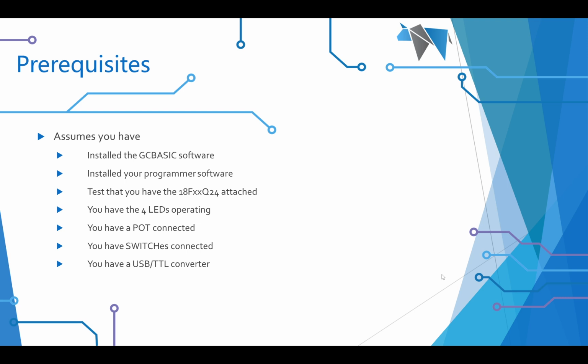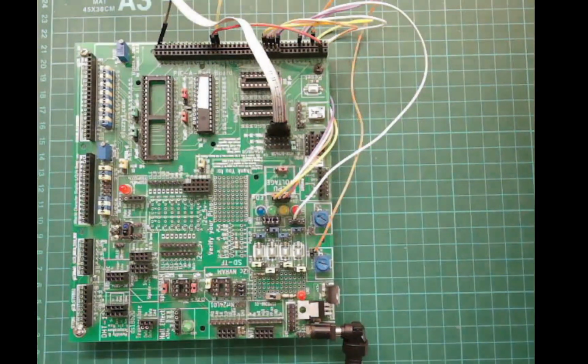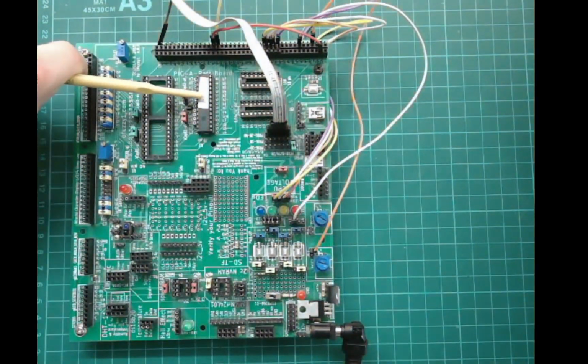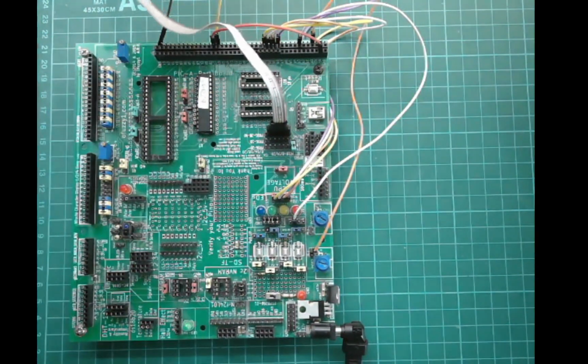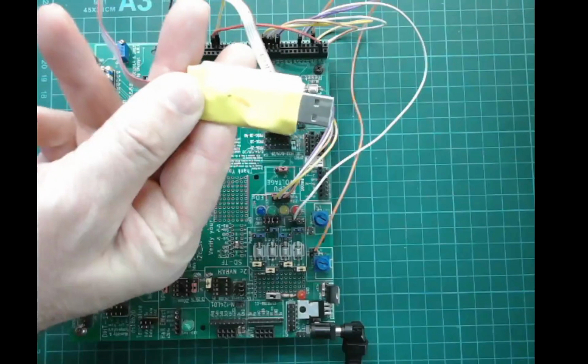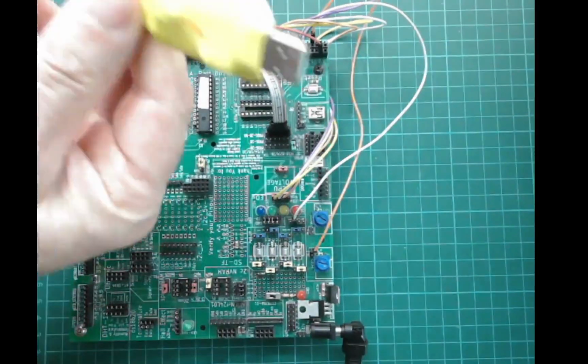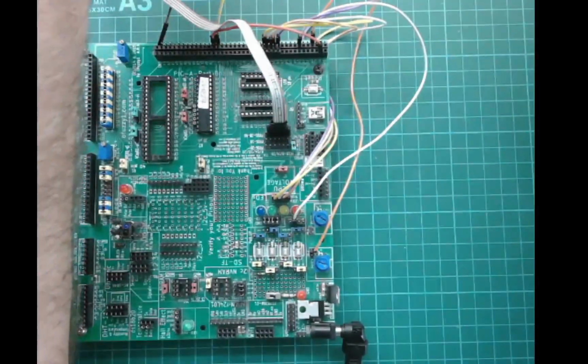You've got a Q24. You've got some LEDs that operate, a pot, switches. Most importantly today, USB TTL converter. So let me look at this cam here. This is mine, Q24 attached here, PICKit GUI attached through here. It's just one of these from PIC Circuit. We sell our own, but I use this one.